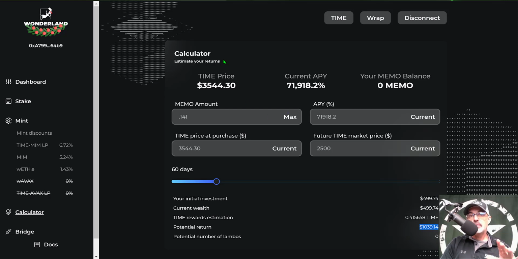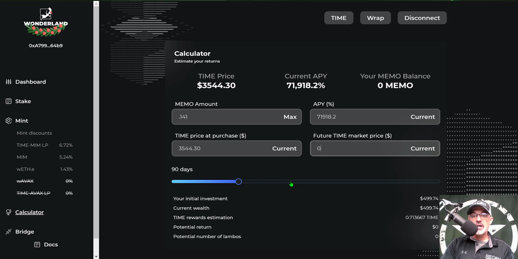And so I highly recommend you play around with this calculator for a while. Extend it out to 90 days. And the price of time at $2,500, my $500 investment, now I'm at $1,700. So I'm basically adding $500 a month in profit, even though the price of time has gone down by $1,000. And the longer you keep these funds staked, the more it will compound and the greater your rewards will be.